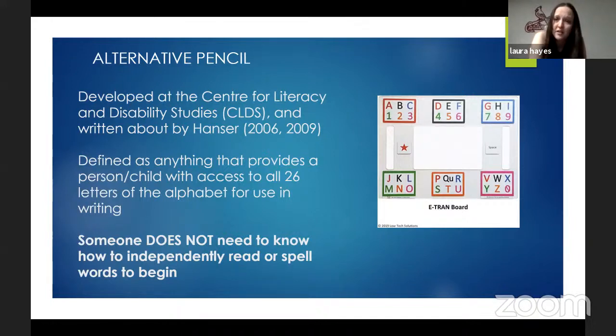But when we use alternative pencils, we use keyboards, right? An alternative pencil is defined and was created from the Center for Literacy and Disability Studies. It's defined as anything that provides someone with access to all 26 letters of the alphabet for use in writing. Again, going back to that myth, someone does not need to know how to independently read or to spell to begin to learn and use an alternative pencil.